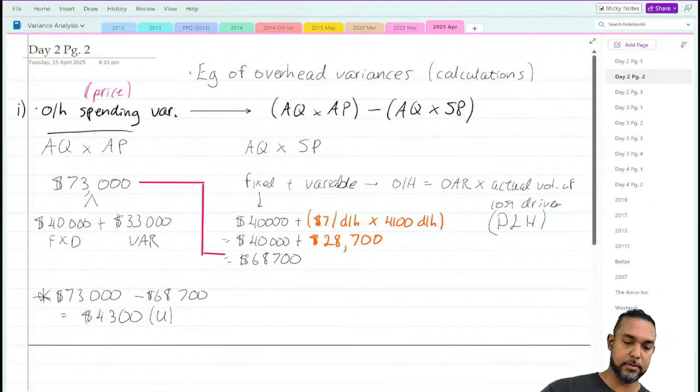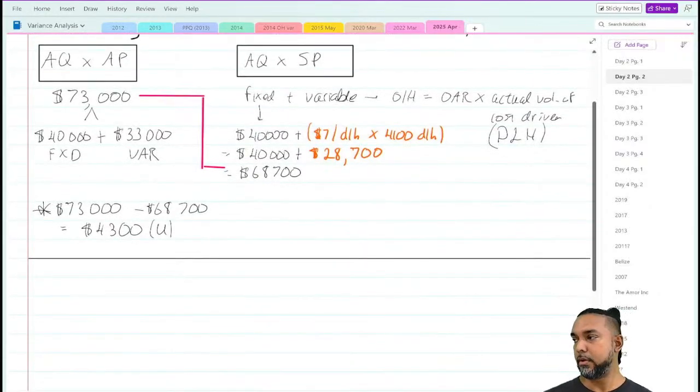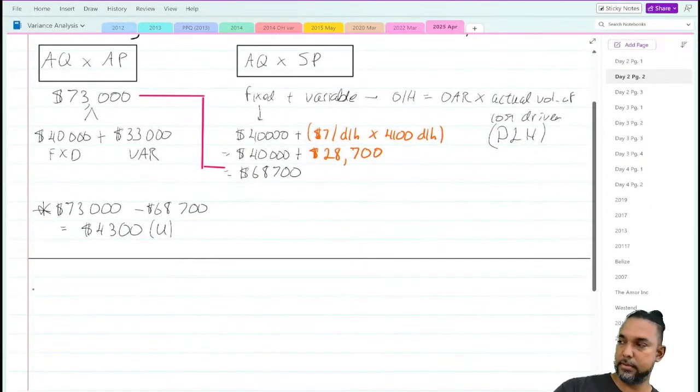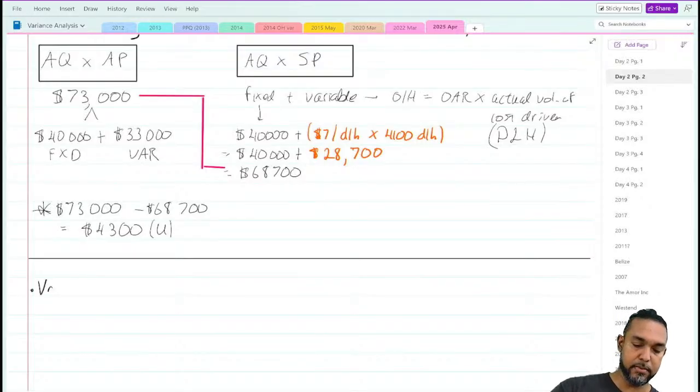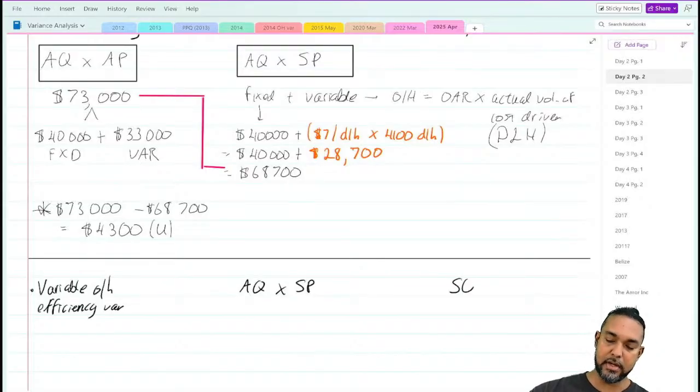All right. So I'm just going to box these things off because I'm going to put the corresponding items just below here. So in this case, we're doing the variable overhead efficiency variance. We take actual quantity by standard price and then standard quantity by standard price. So what does that mean for our variances?